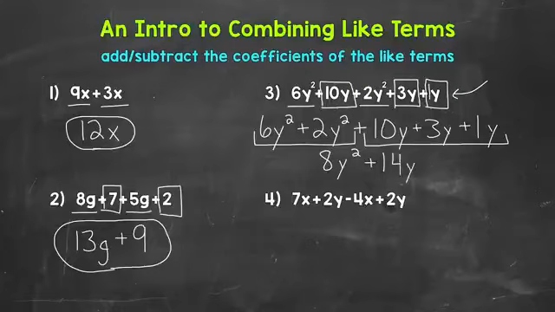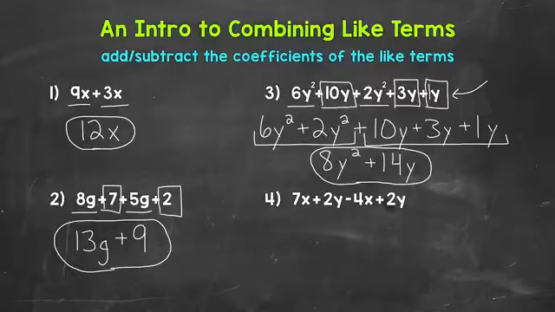So we get 8y squared plus 14y. And that's the simplified expression. We now have an equivalent expression that is simpler than the original. We simplified the expression. We went from 5 terms to 2 terms.